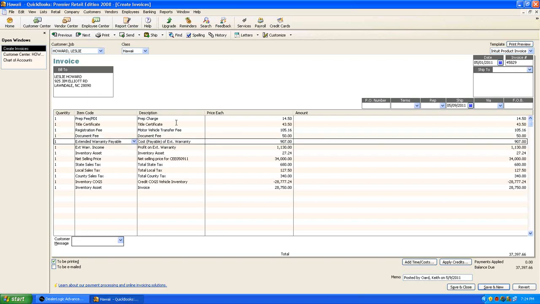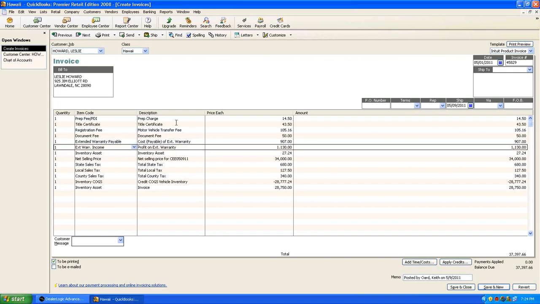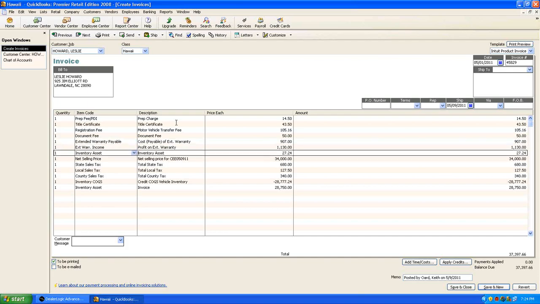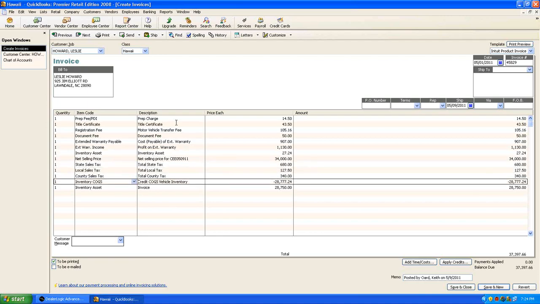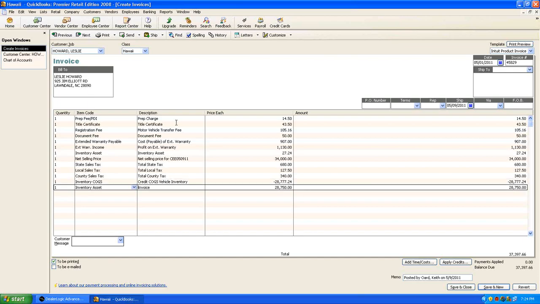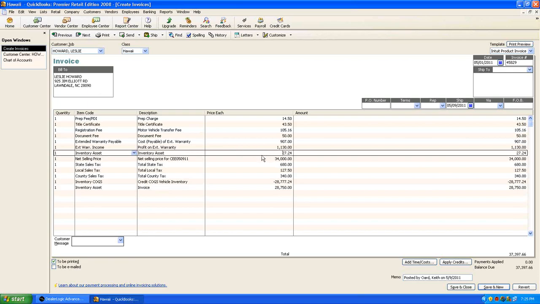Cost of payable of extended warranty. We owe the company that we sold the extended warranty policy $907. The profit on that was $1,130. In my inventory asset account here, this is my invoice of my repair order now that my inventory has closed, that we need to affect that. Here's my net selling price. I have state, county, and local taxes. My inventory cost of goods. Notice that my inventory cost of goods is $28,777.24. That is my invoice amount plus my repair order.